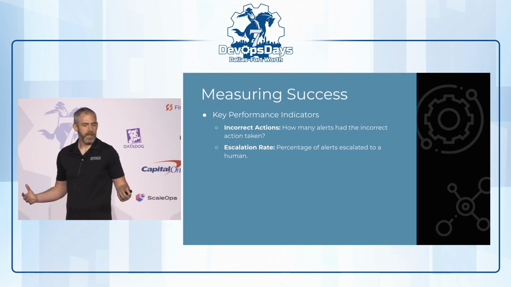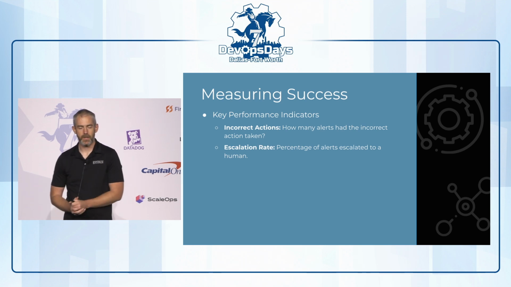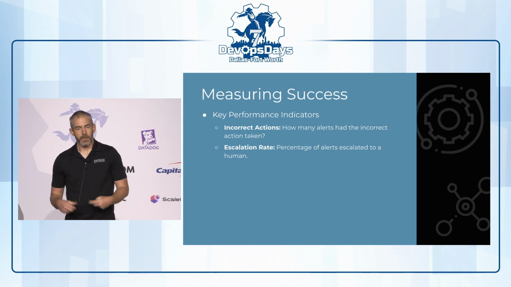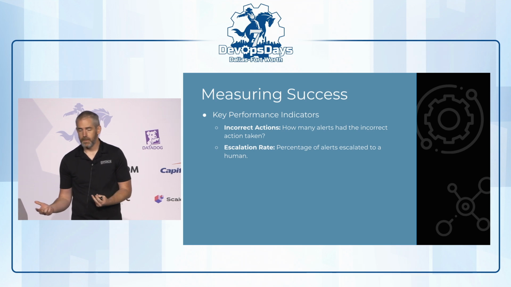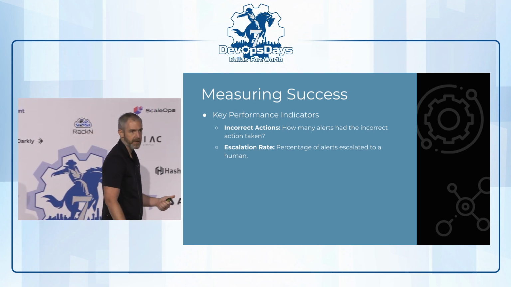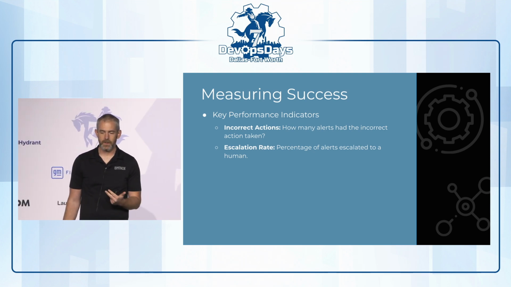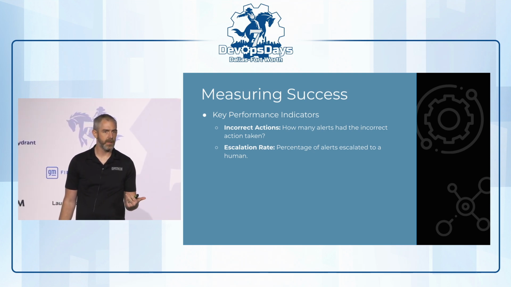What are the key performance metrics? How do we measure success? How do we know if we've been successful at deploying generative AI? So two possible metrics that we could use: how many alerts had the incorrect action taken? And what is the percentage of alerts that ended up having to be escalated to a human?